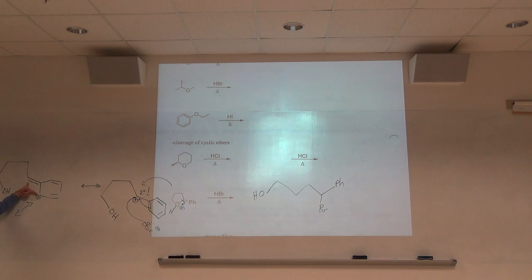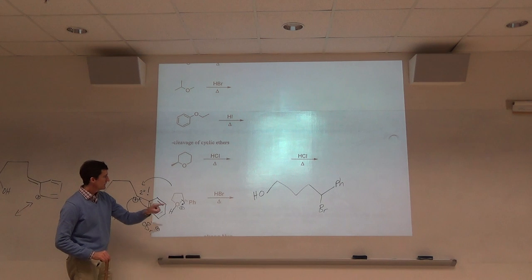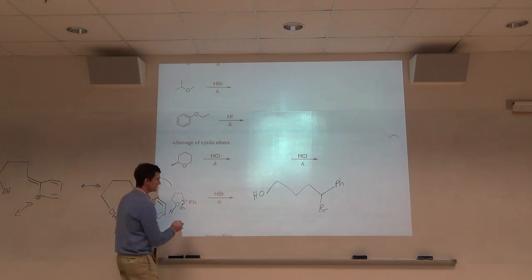Why does the Br not bond to this resonance structure? Because you never want to destroy your benzene ring, three pi bonds in the ring. Never in this class. Maybe in some advanced organic, but never in this class will we destroy the benzene ring. We'll always bond here. Gives that product. By what type of mechanism?